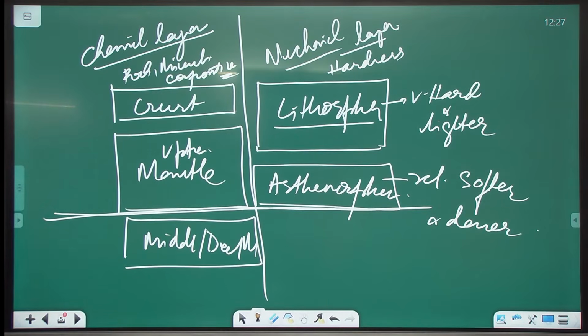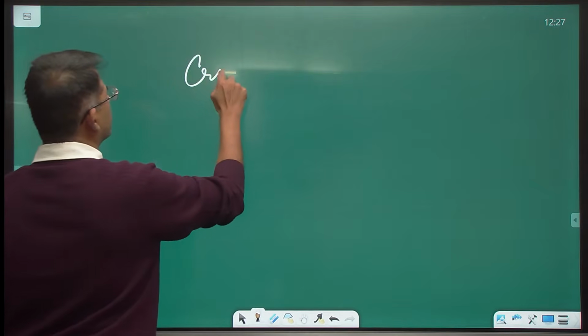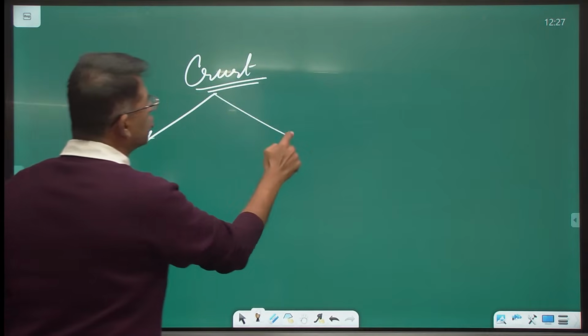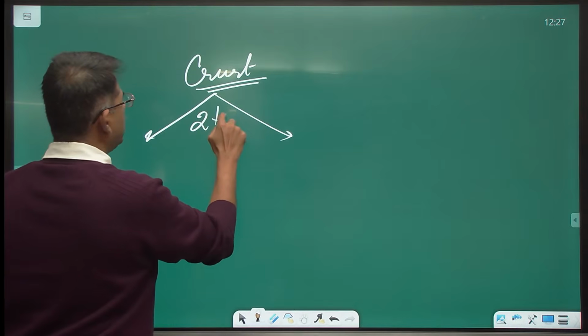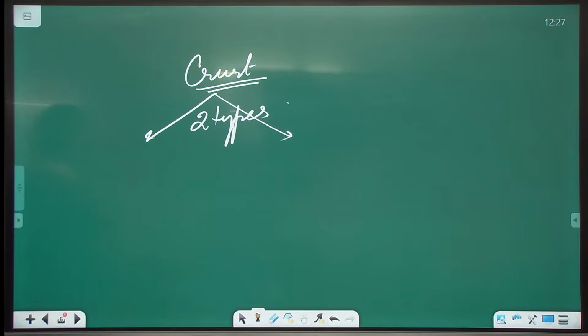ठीक है? अच्छा. Next, if I look at the crust of the earth, it is of two types. Keep jotting, please. The crust of the earth is of two types.